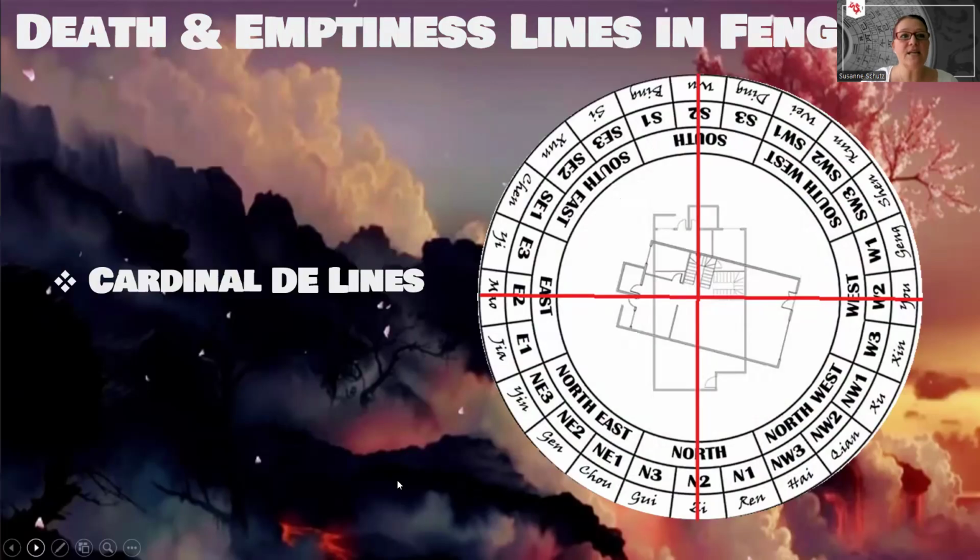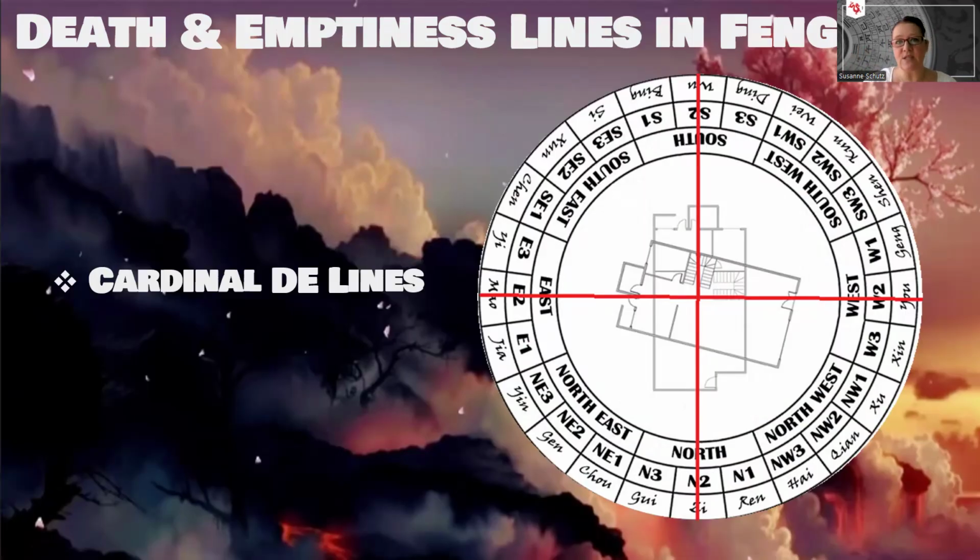Now, there are three different types of death and emptiness lines. There are cardinal death and emptiness lines, major death and emptiness lines, and minor death and emptiness lines. Now, the minor ones, I'm not even really that worried about. The major ones create some difficulties, but they're not overly negative. The cardinal death and emptiness lines are really the ones that we want to avoid. Now, the cardinal death and emptiness lines, there's basically four of them.